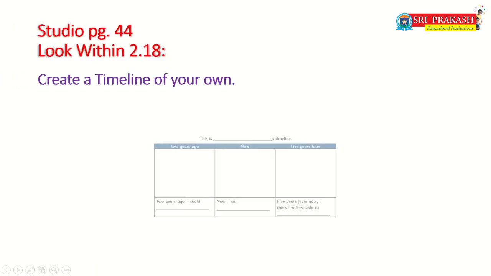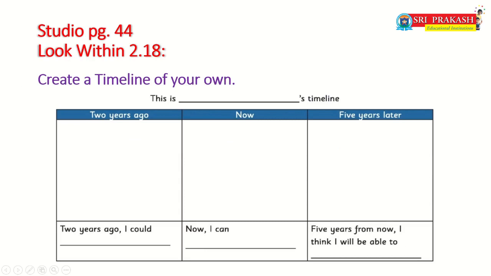Let us see how to do this. Stick a picture of yourself from 2 years ago and one from the present. Draw a picture to show how you think you will look 5 years from now. Fill in the blanks to describe what you were able to do 2 years ago, what you can do now, and what you would be able to do in the future.